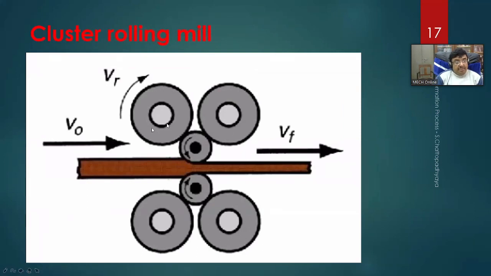Cluster rolling. So one roller is supported by others. This is a cluster. This is called cluster rolling. This is the configuration. Again, depending upon, and there are some prescribed strategies in the handbook and standards, what type of material, what thickness reduction, you have to go for a cluster rolling strategy.